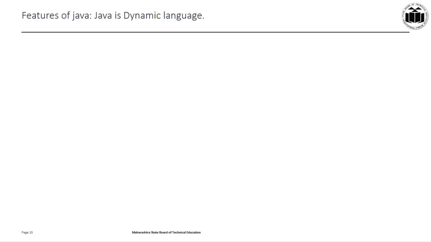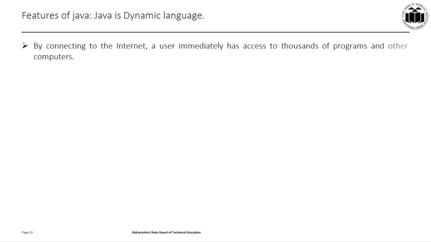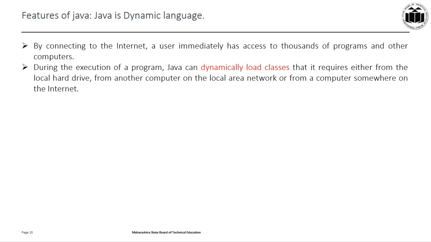The next feature is that Java is a dynamic language. By connecting to the internet, a user immediately has access to thousands of programs and other computers. During the execution of a program, Java can dynamically load classes that it requires, either from the local hard drive, or from another computer on the local area network, or from a computer somewhere on the internet.